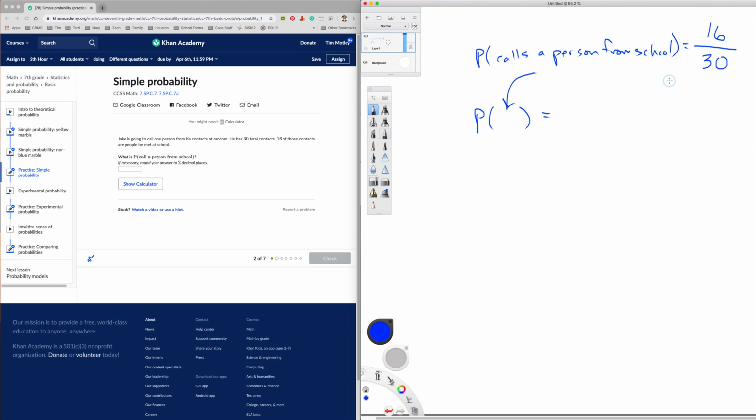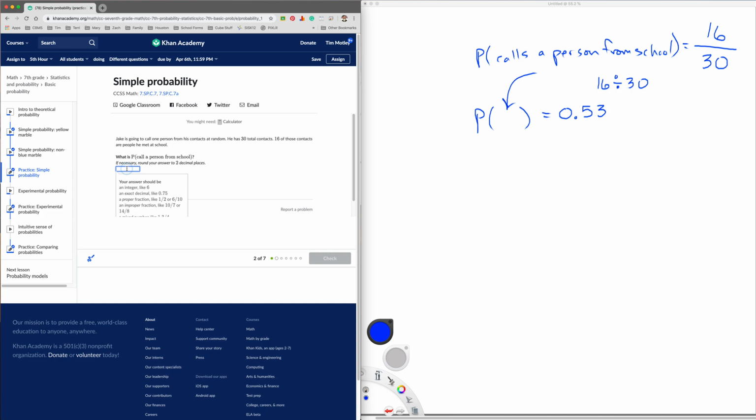But I'm just going to do the division. Because it says to 2 decimal places, I'm going to take 16 divided by 30. And 16 divided by 30, I get 0.53, and it's actually repeating 3, but I'm rounding it to 2 decimal places. So there's a 53% chance of him, slightly over 50%, because slightly more than half of them are from school. So let me put in that answer, 0.53.